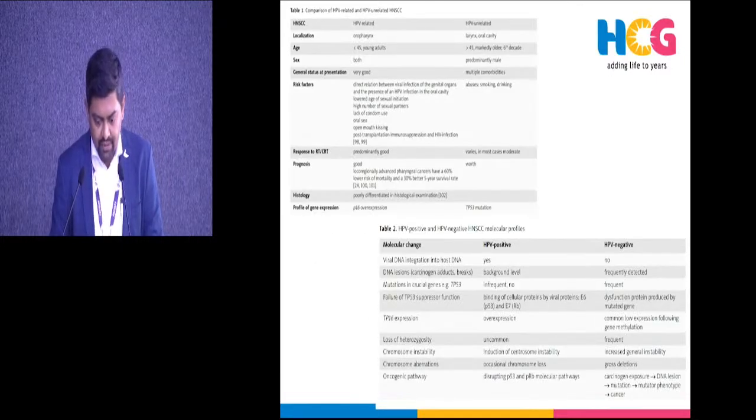We will look at P16 positive and negative, the clinical features and how they impact, what are the sites, what are the clinical features, what are the treatment implications. I have tried in my presentation to keep more or less Indian data, because I'll come to why that is also important to know.